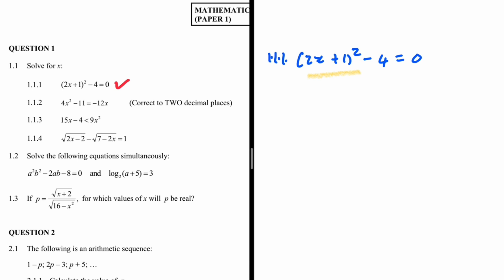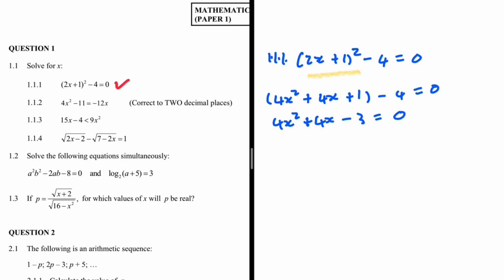If we square that, we get 2x multiplied by 2x, which is 4x². And then 2x multiplied by 1 gives you 2x. You multiply that by 2, you get 4x. And then plus 1 multiplied by plus 1, we get plus 1. So we have solved that, and then everything minus 4 is equal to 0. So we're going to have 4x² + 4x + 1 − 4, which gives us −3, equal to 0.